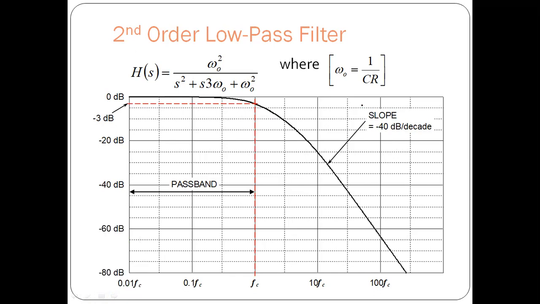Here you can see the slope becomes minus 40 dB per decade. In case of the first order low pass filter, the gain will be minus 20 dB per decade. So here the gain will be minus 40 dB per decade. For every decade, 0 to 20 dB it is going to decrease 40 dB, and from 20 dB to 40 dB it is going to decrease again 40 dB, and 40 to 60 it is going to decrease again 40 dB.